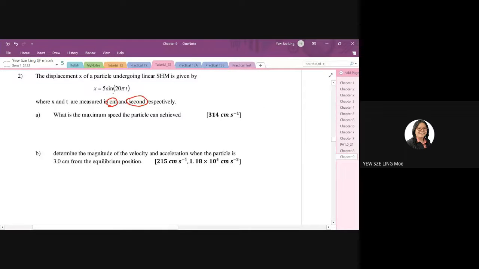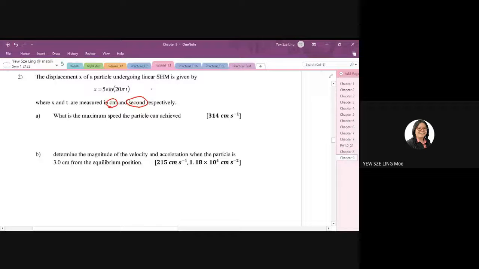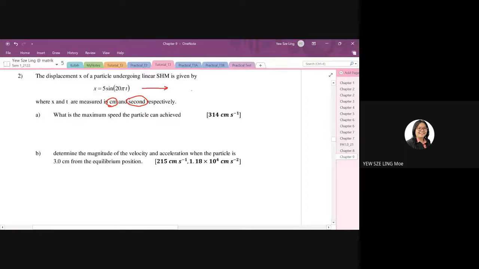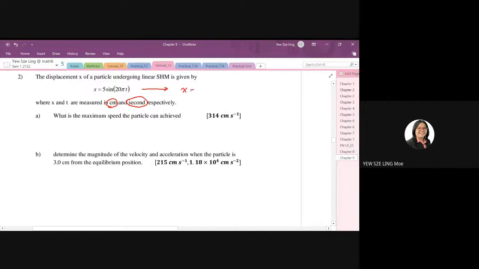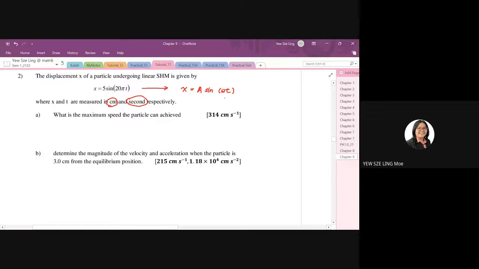Okay, so what are you going to do now? Whenever you're given an equation, always remember to compare it with the general equation. This is an equation without initial phase angle. Therefore, we compare it with x equals A sine omega t. This is the general equation.